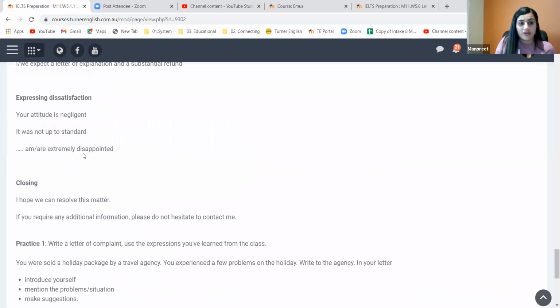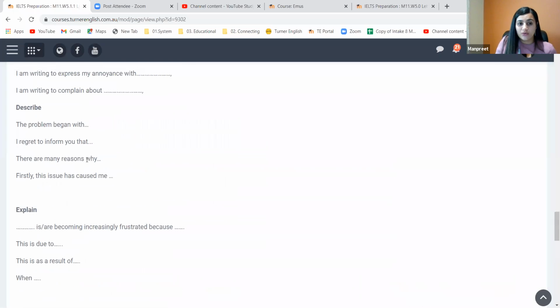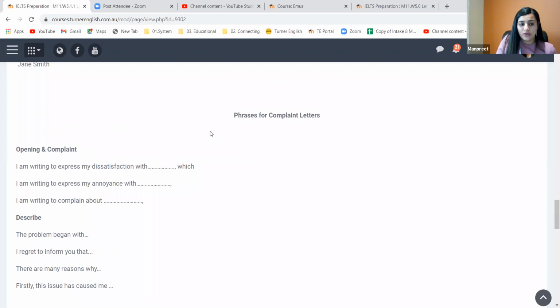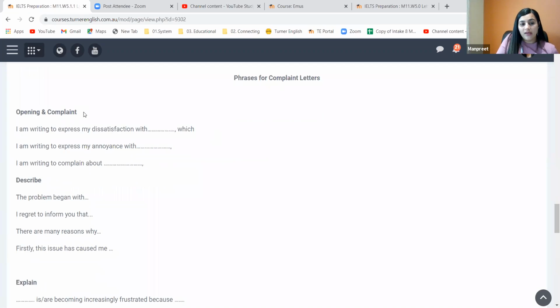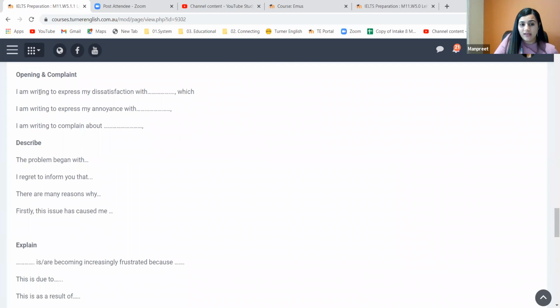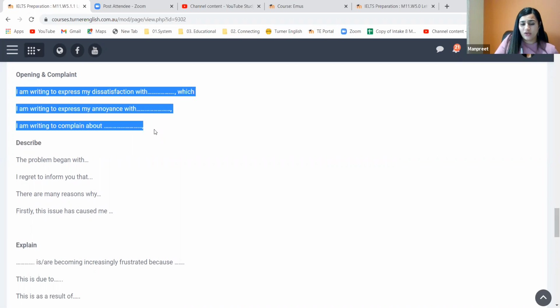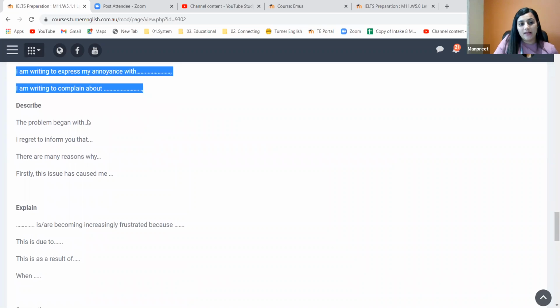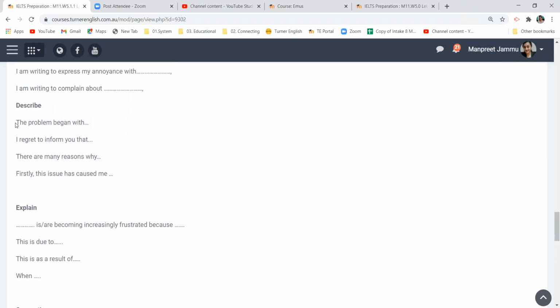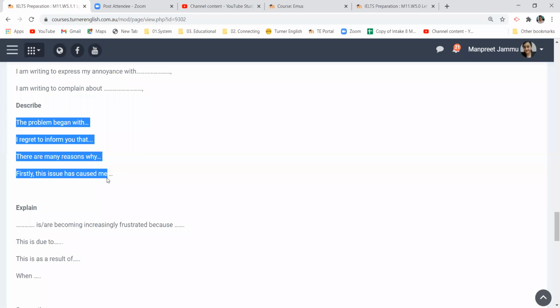And so there are some phrases which you can use in your letter writing. If you look here, opening of complaint. You can just write any of these sentences, whichever you prefer. The meaning is the same, but it's just different sentences. And then when you're describing the problem, you can use these phrases here. These are formal phrases.